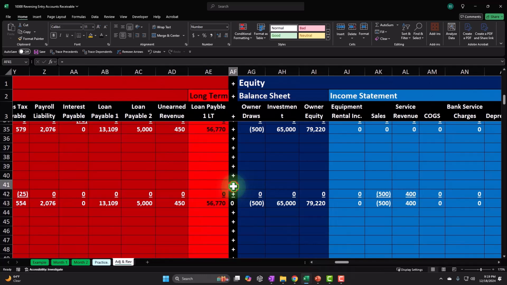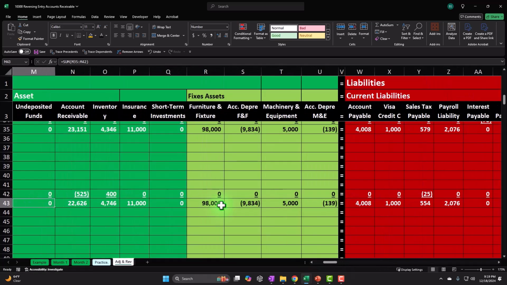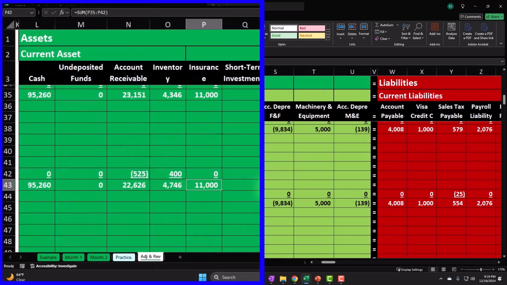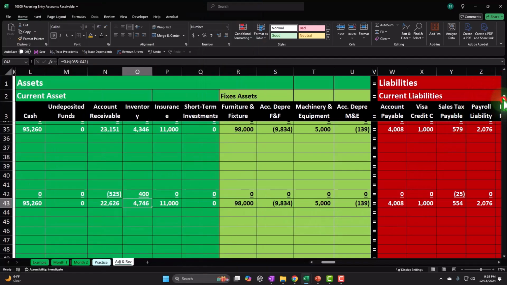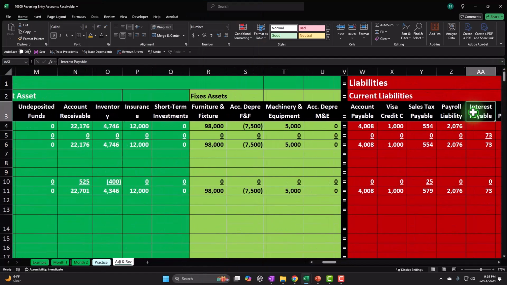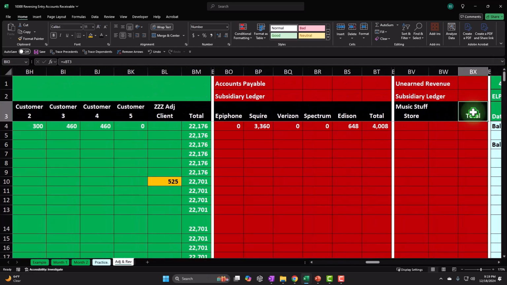Let's pull down these. Okay. So then we've got the inventory is now at, in the general ledger, 4746. Does that tie out to the subledger? Let's fix the subledger over here with our check figure.